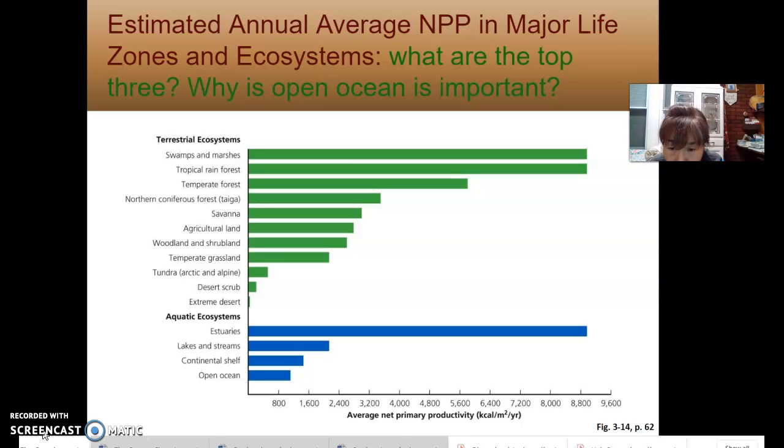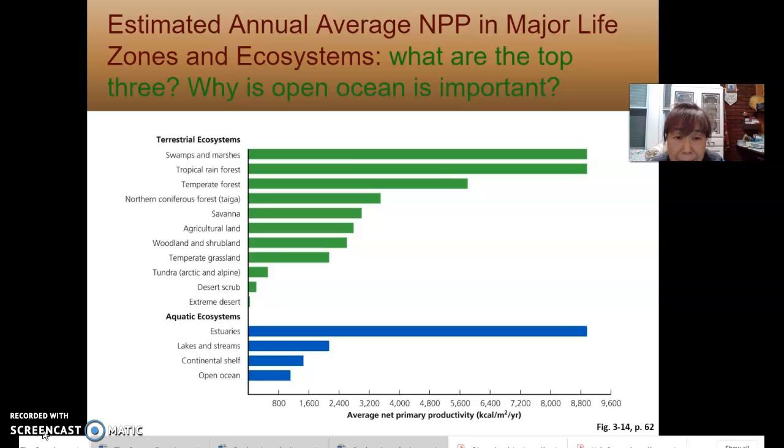So when you look at aquatic ecosystems, the highest MPP is in estuaries. So what are estuaries? Estuaries are the area where river and ocean meet. That area we are also not doing well with. Most of the land pollution gets into estuaries.